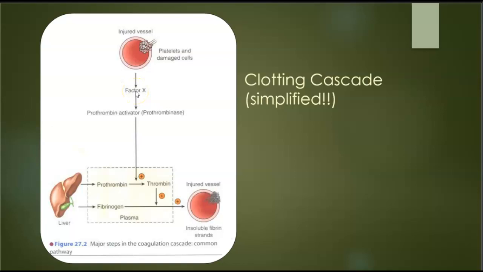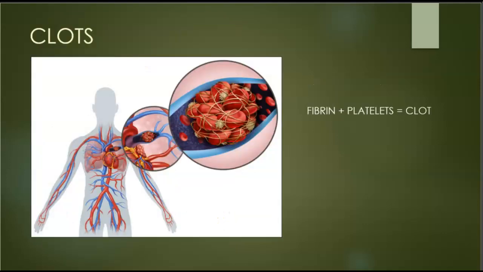Factor X is then stimulated, prothrombin activator is created, and now the liver's going to release prothrombin and fibrinogen. And prothrombin is going to make thrombin. Thrombin is going to convert fibrinogen into fibrin. Okay, and this is what we're going to get as a result. We're going to get this beautiful clot with platelets and fibrin and maybe a few other unexpected dead cells from the injury. We might have white blood cells in there, but in general, it's fibrin and platelets.